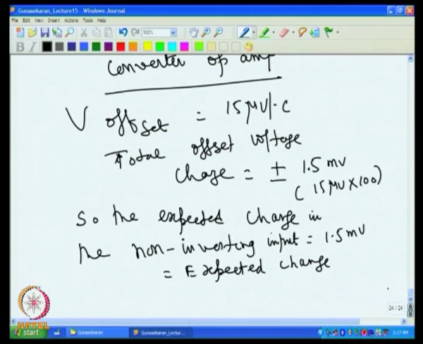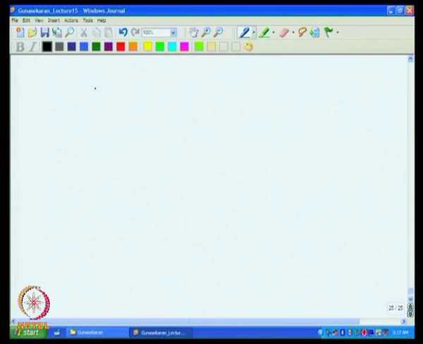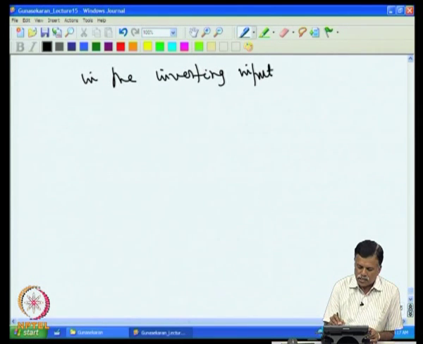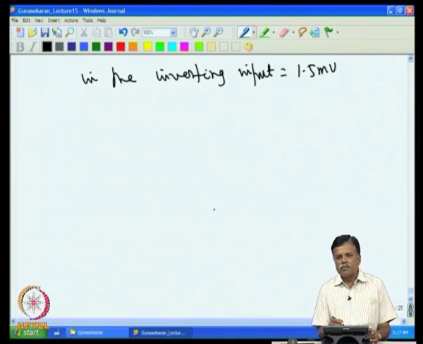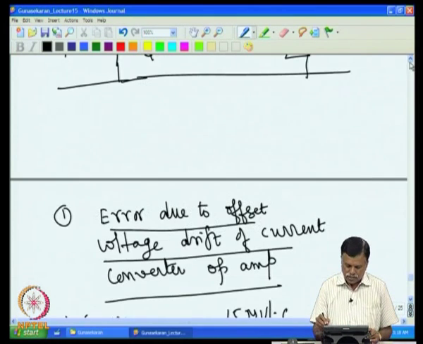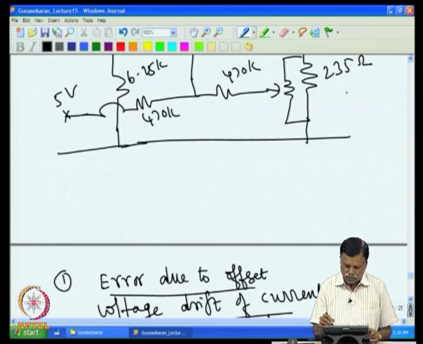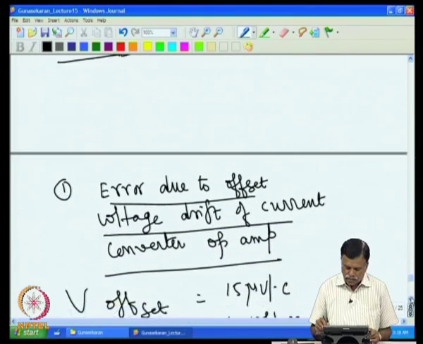Expected change in the inverting input as well, that is also equal to 1.5 millivolt. If the 1.5 millivolt change is required, then the expected change at the output resistor, that is this resistor, I think we have named it, that is 235 ohms, I call it R0. So, expected change across R0.